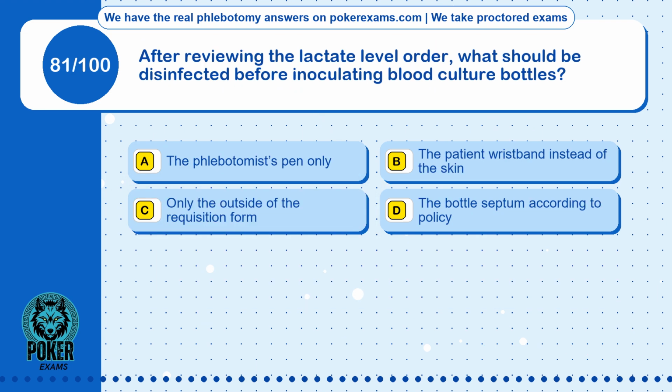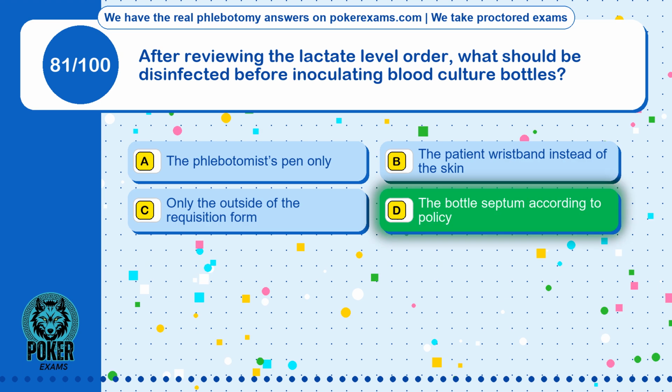Question 81. After reviewing the lactate level order, what should be disinfected before inoculating blood culture bottles? Option A. The phlebotomist's pen only. Option B. The patient wristband instead of the skin. Option C. Only the outside of the requisition form. Option D. The bottle septum according to policy.